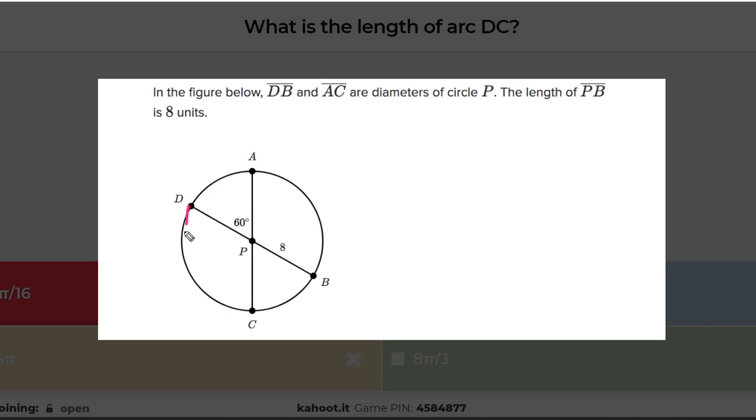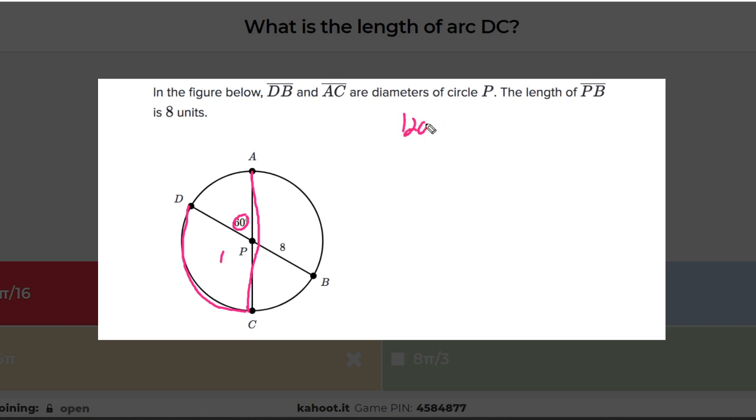Between D and C, how long is it? Well, I need the arc measure. How many degrees are there? I know it doesn't look like it says it, but it kinda does. If the one right next to it is 60 and this is half of the circle, how many degrees are there? 120. It is 120.